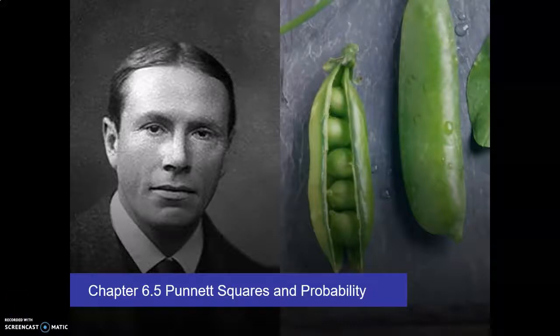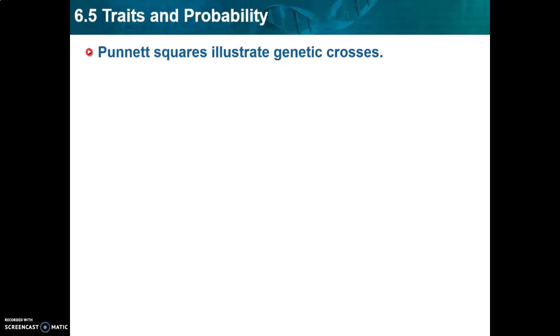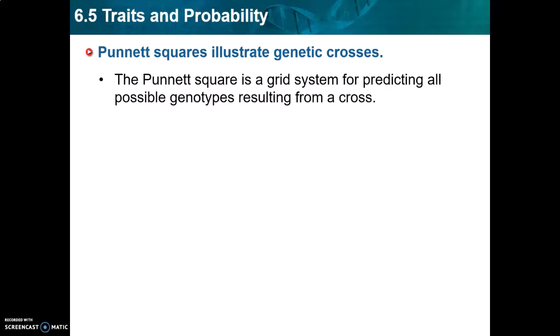Today we're talking about Chapter 6, Section 5, and this is all about Punnett squares and probability as we use them in genetics. Punnett squares are simply ways for us to illustrate possibilities resulting from a genetic cross.